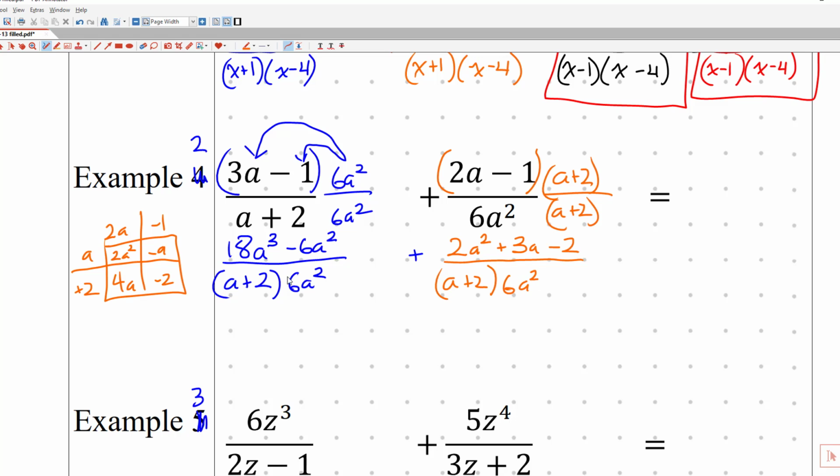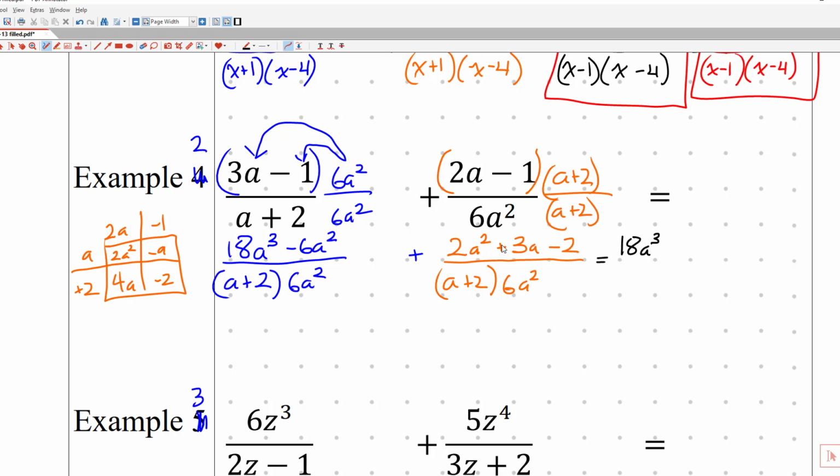And we now have like denominators, and I can go ahead and add them. So when we add, let's add all the a cubes first. That's the highest degree that I see in all the numerators. And there's only the a cubed term. So I'm going to rewrite 18a cubed.